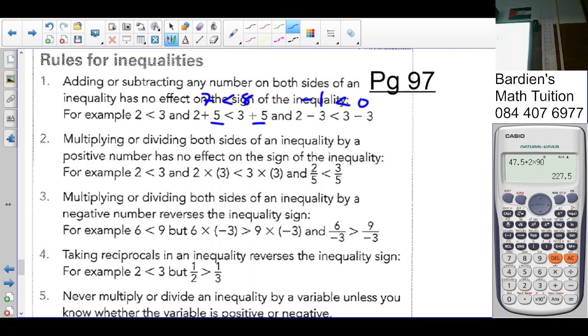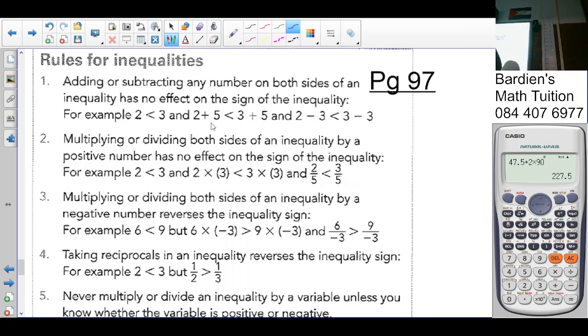Then rule 2 says multiplying or dividing both sides of an inequality by a positive number has no effect. So if 3 is greater than 2, if you multiply this here, it will be 6 and 9. 9 is still greater than 6. You divide both sides, it's 0.6 and 0.2. 0.6 is still greater than 0.2. That's basically what we're saying there.